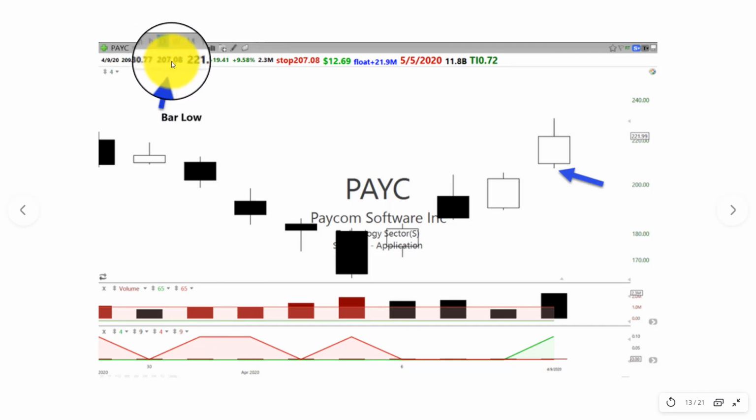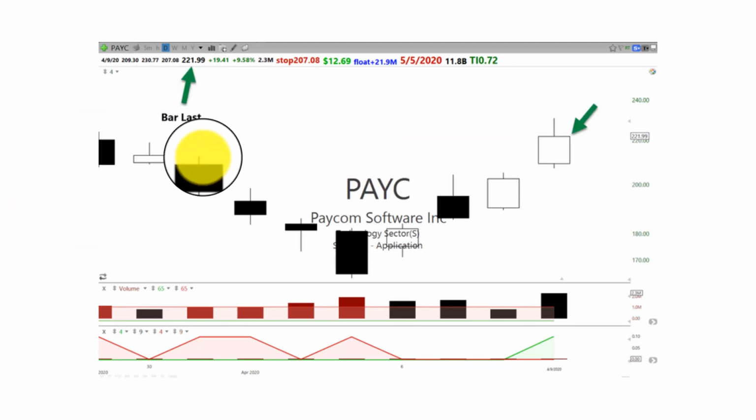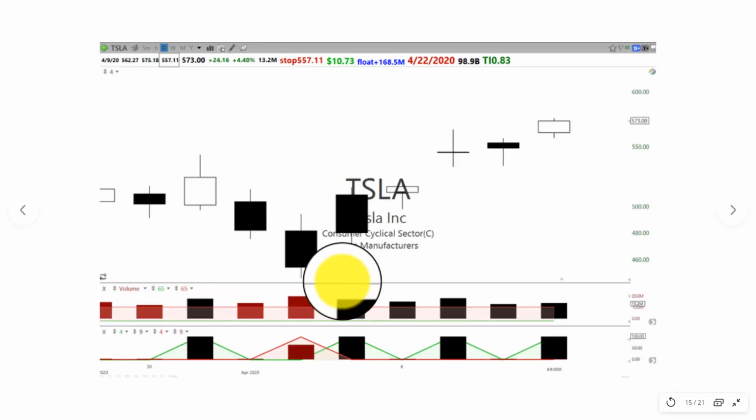The third price, which you see here, is the bar low, which is the lowest price of the day, shown by the bottom of this candle wick. And the last price is the closing price, which is shown by the top of the box. Let's take a look at a different stock. This is Tesla.